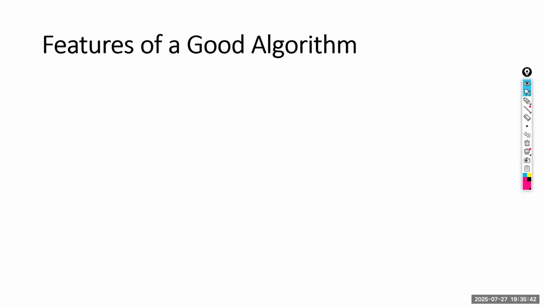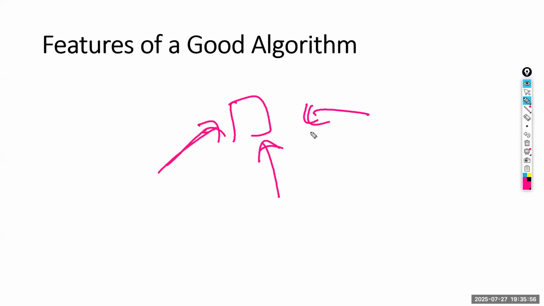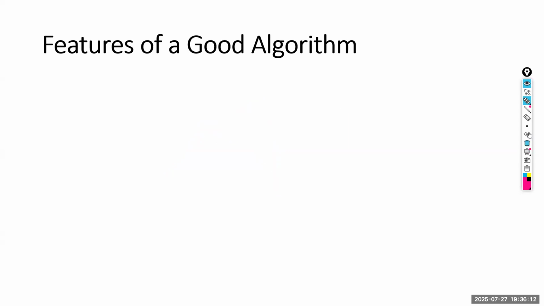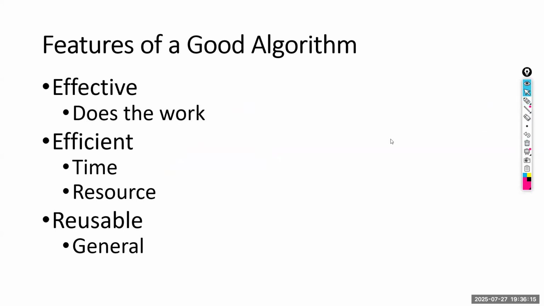Good algorithms are reusable. Good algorithms are simple, because for the same problem, 3 engineers may come up with 3 different algorithms. And sometimes all 3 work. All 3 are effective. So then maybe we are looking for what is the most efficient, which is simpler, which is more reusable, which one is more general so that we can use it in other places. So you must know what the features of a good algorithm are: effective, efficient, reusable, simple, general.